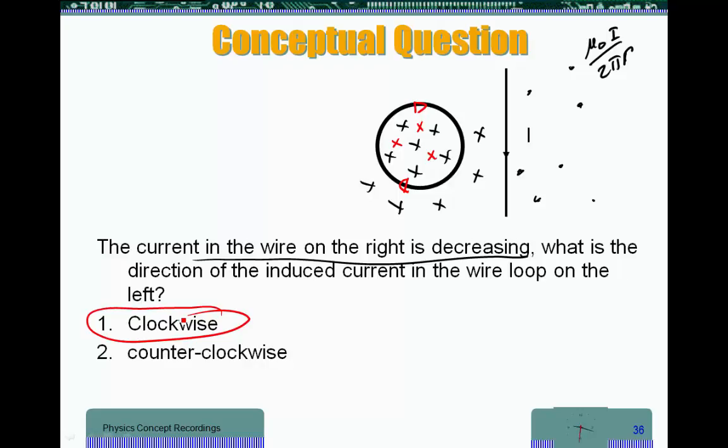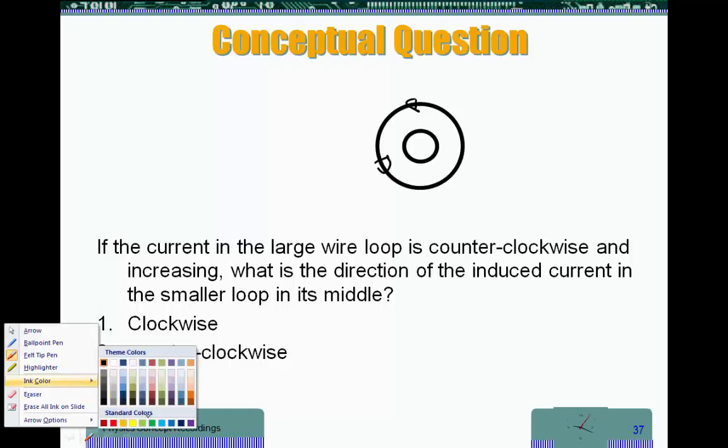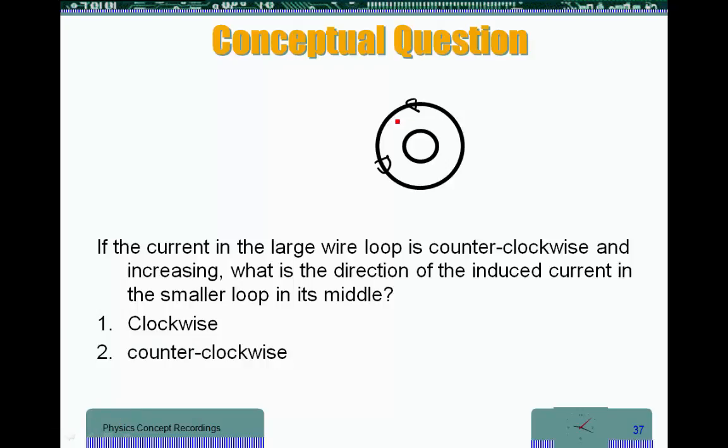Okay, we have another question. The current in the large wire loop is counterclockwise. So we have a current that's counterclockwise and increasing. The question is, what is the direction of the induced current in the smaller loop? Now, because of that current, using the right-hand rule, we have a magnetic field due to that current that's inside the loop. That's what we are concerned with. Inside the loop it is going to be pointing out.